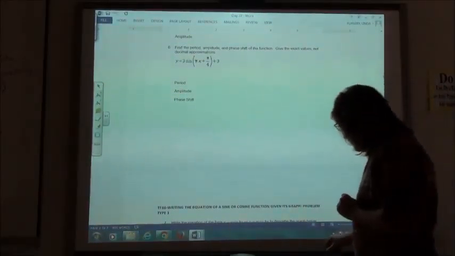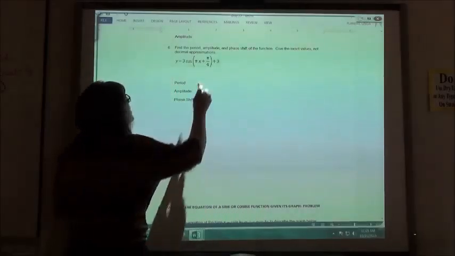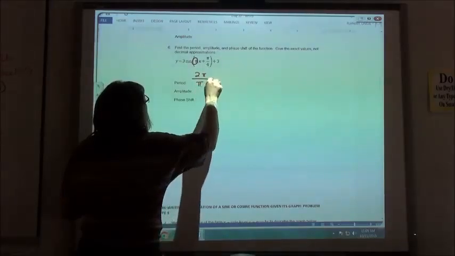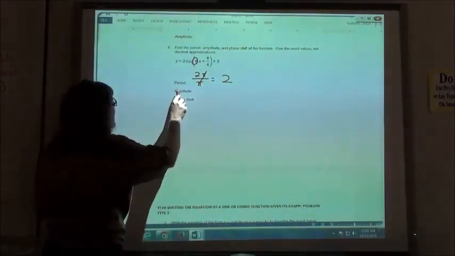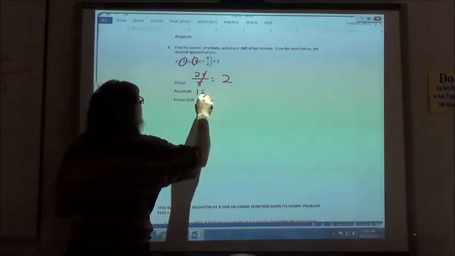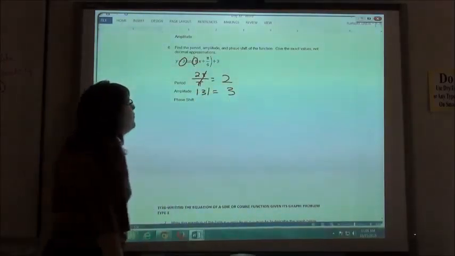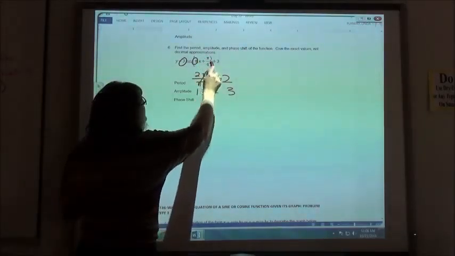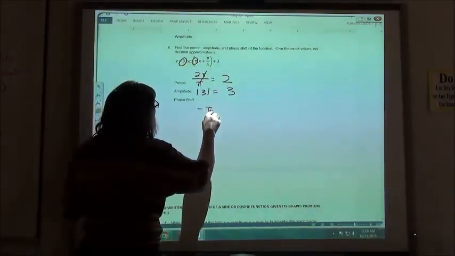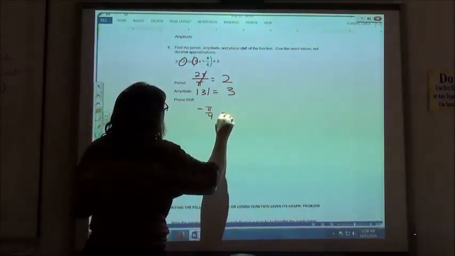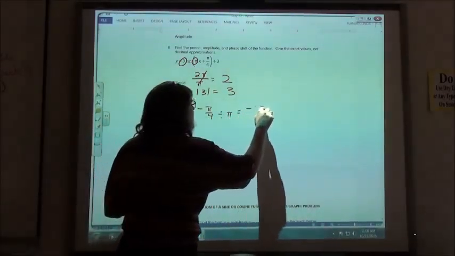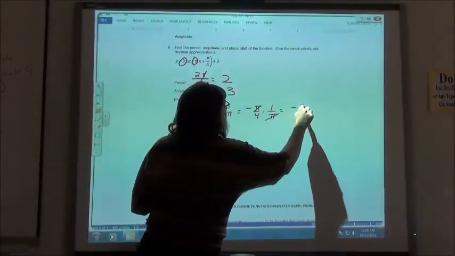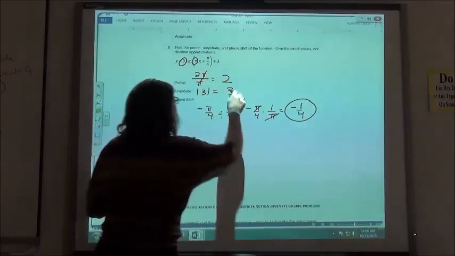So number 6, they're going to start by doing the period first. So 2 pi over the b value of pi, which gives me a period of 2. My amplitude, the absolute value of A, so the absolute value of 3 is 3. My phase shift, my c value, remember that has to have the opposite sign, so negative pi over 4 divided by pi. So negative pi over 4 times 1 over pi gives me a negative 1/4 for my phase shift.